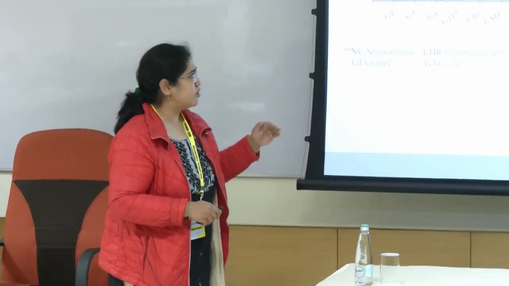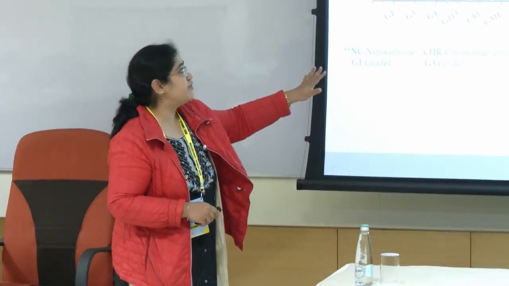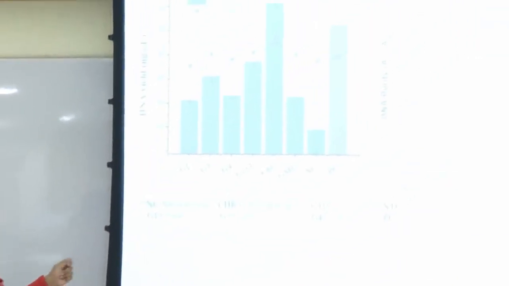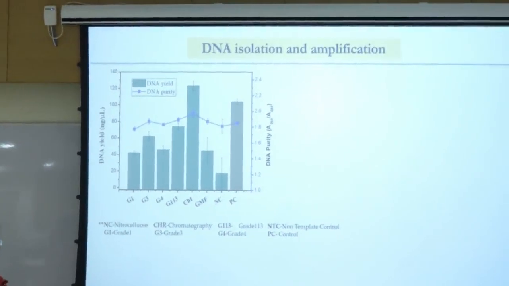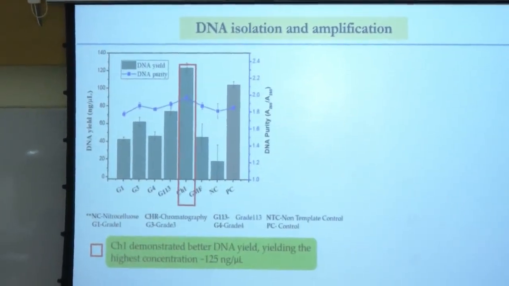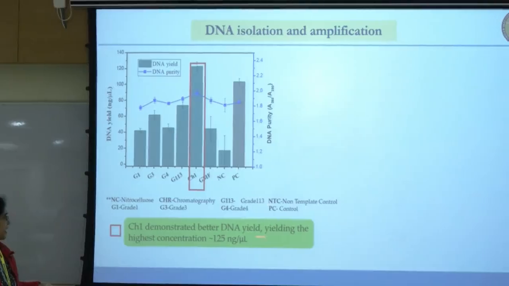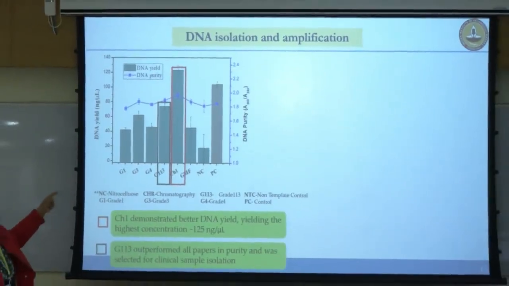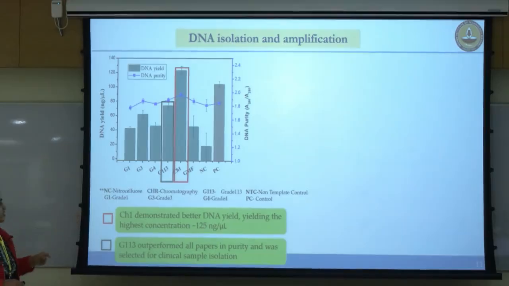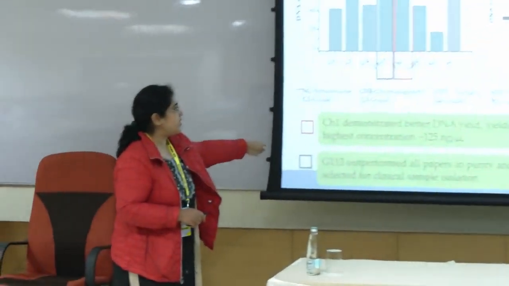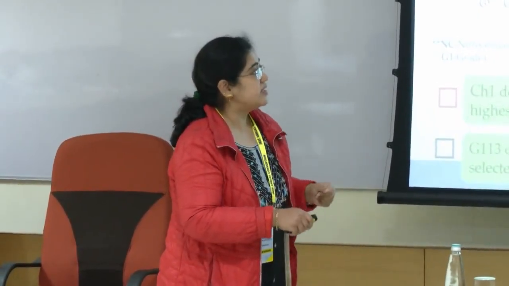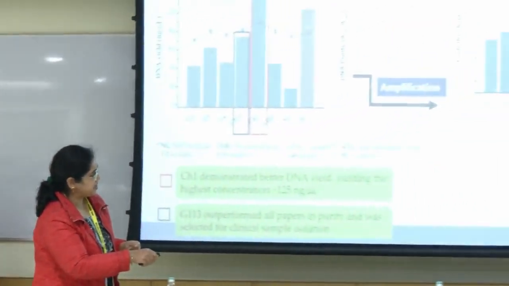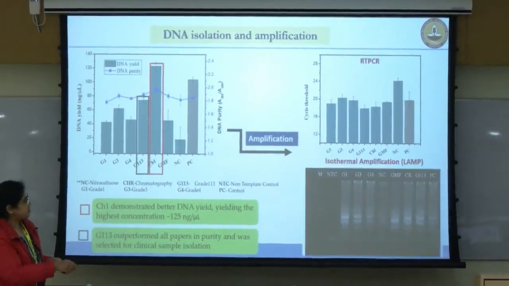Basically we use different kinds of paper, and I will not go into details. We tested which one will give us a good yield of DNA, because DNA is very much required. We get that with CH1, which gives us a very good DNA yield. But CH1, that chromatographic paper, is not giving us a very good amplification. So we went to G113 paper, and we have done the different amplification also. You can see that the chromatographic paper gives a very low amplification, almost like G113.